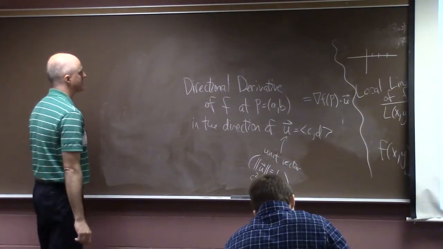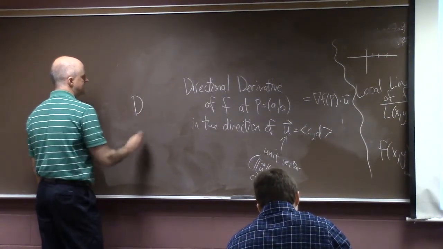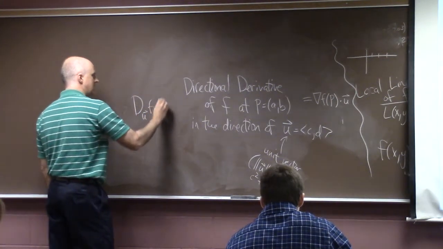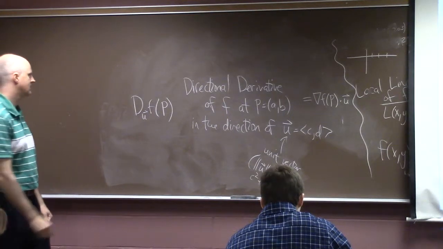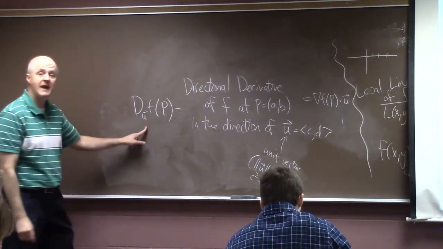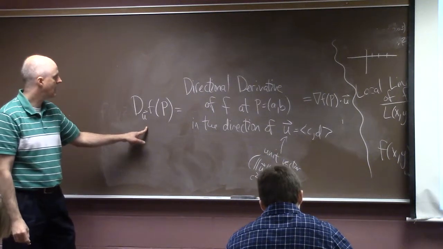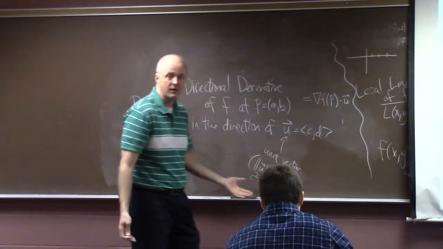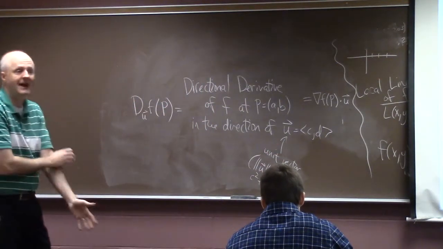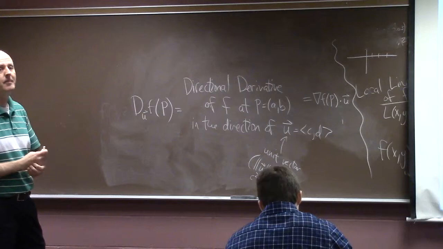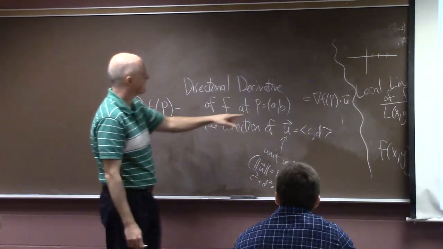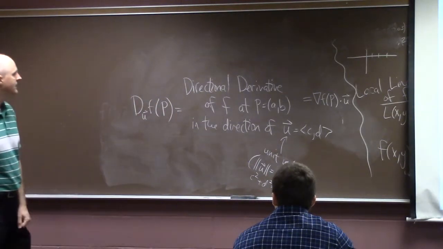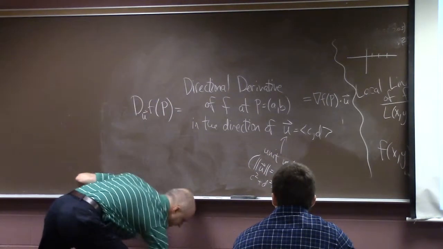It's also got a special notation: capital D sub u of f evaluated at p. That's the special notation for the directional derivative of f at p. And this is the best way to calculate it. Again, I said a few minutes ago, you can calculate it with limits. In fact, you should define it in terms of limits. But it's a theorem that you end up calculating it this way. Okay? What does it mean geometrically? Let's focus on that now.